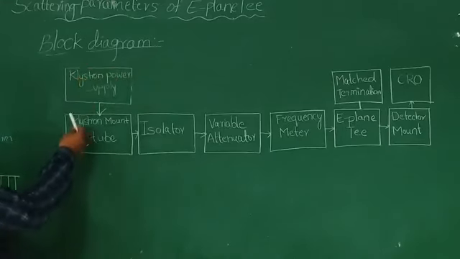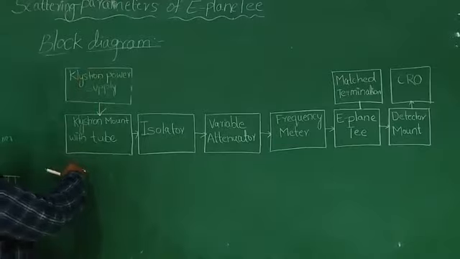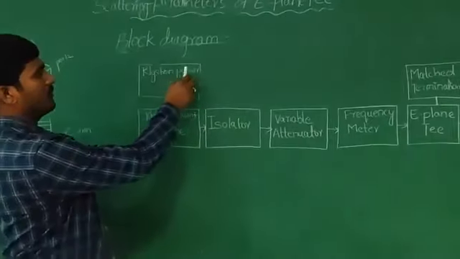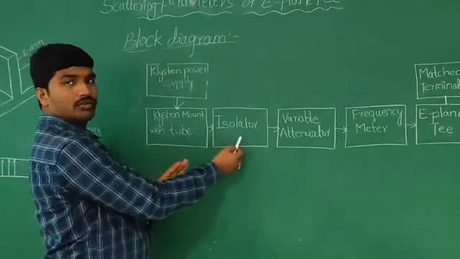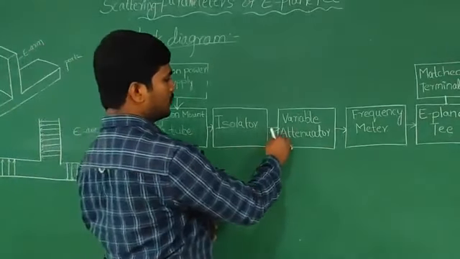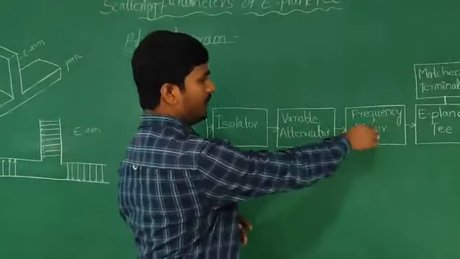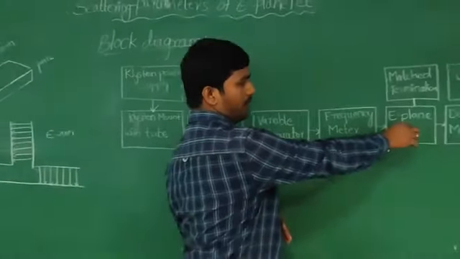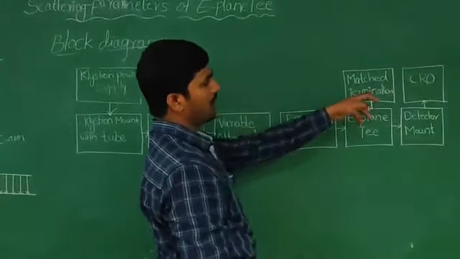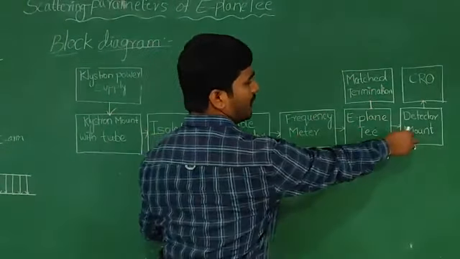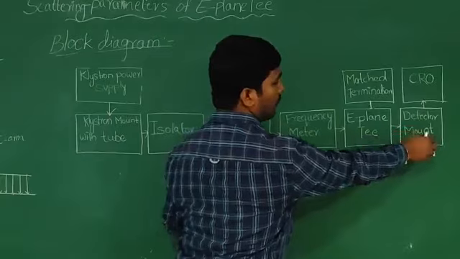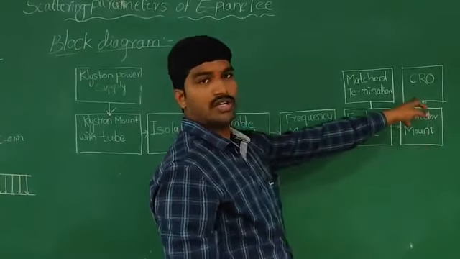Diagram: here I have drawn the block diagram. The first one is the Klystron power supply connected to the Klystron mount with tube. It is connected to the isolator, and then to the variable attenuator, frequency meter and E-plane T. Here we are using a match termination to terminate the port, and finally we get output from the detector mount. The output we can see in CRO.